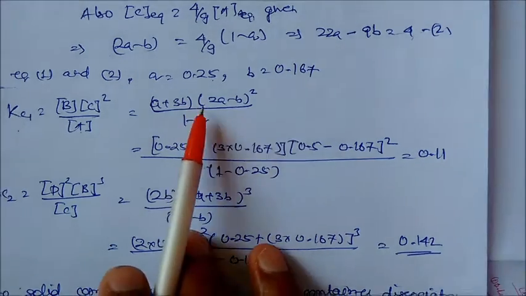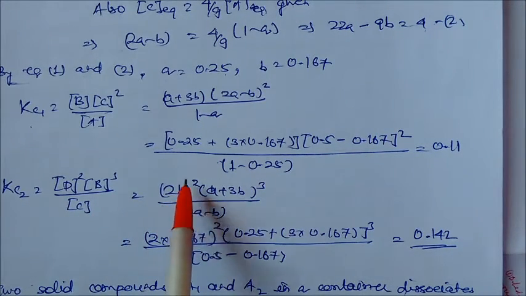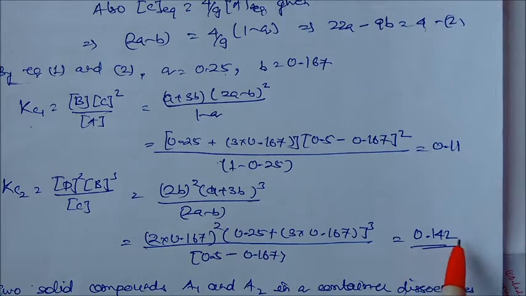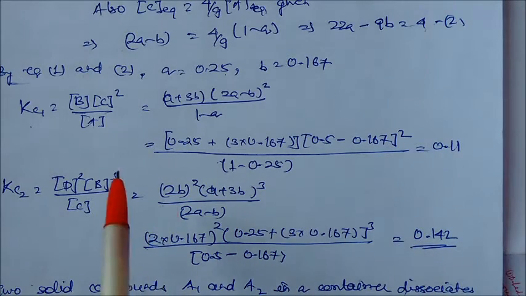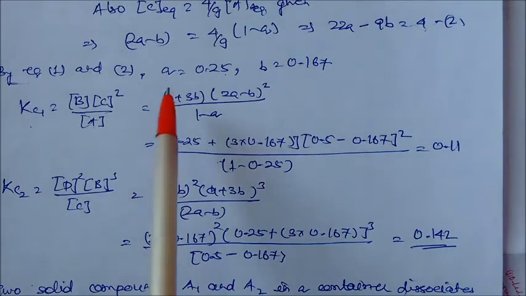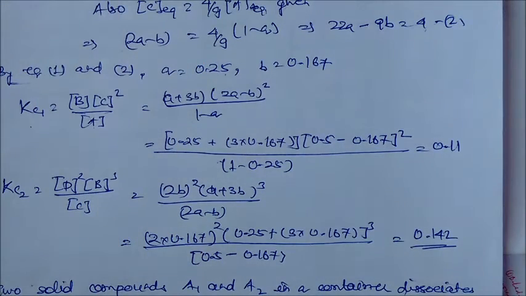Similarly for Kc2, D square B cube by C. So first you write the 2B cube like this, and now put the values of A and B in this. Now we can get 0.142. The point is that first we find out the values of A and B, now we are finding Kc1 and Kc2. How to find A and B? By using the simultaneous equations properly.